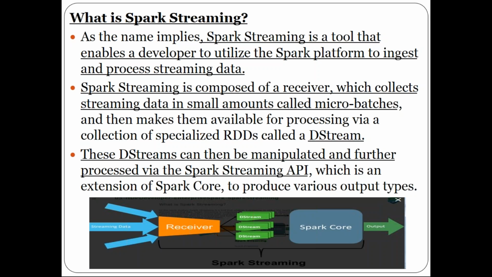How does it work? It has a collector. It collects the data from the source through micro batches. This micro batch data is again turned into an RDD process called DStreams. These streams can then be manipulated and further processed via the Spark Streaming API, which is an extension to Spark Core, to produce various output types.